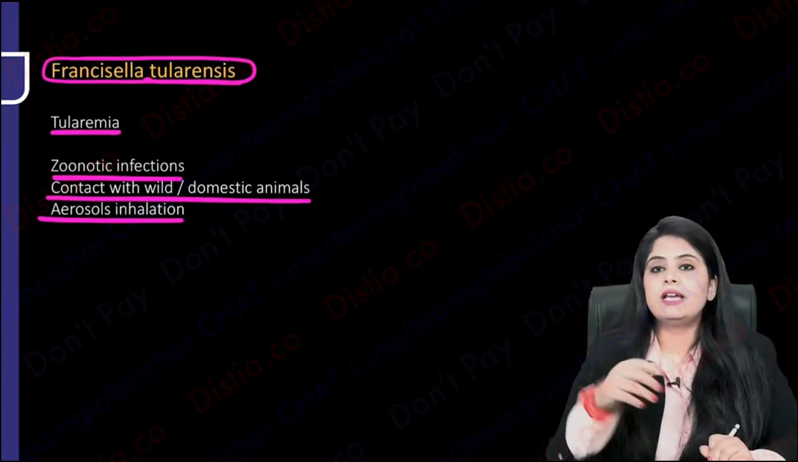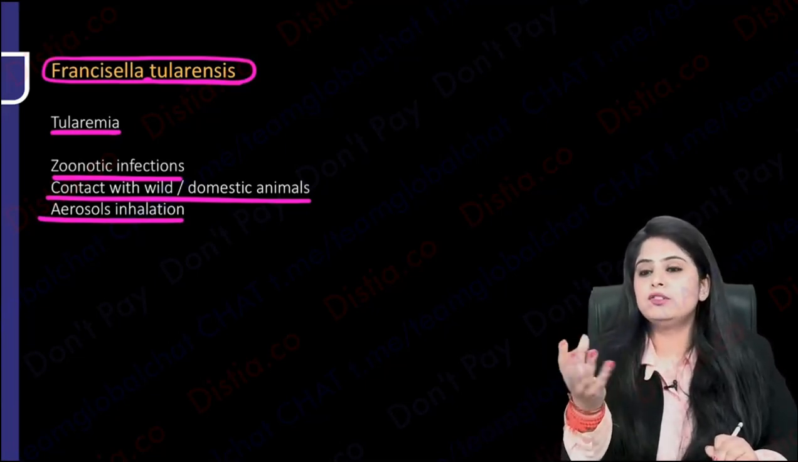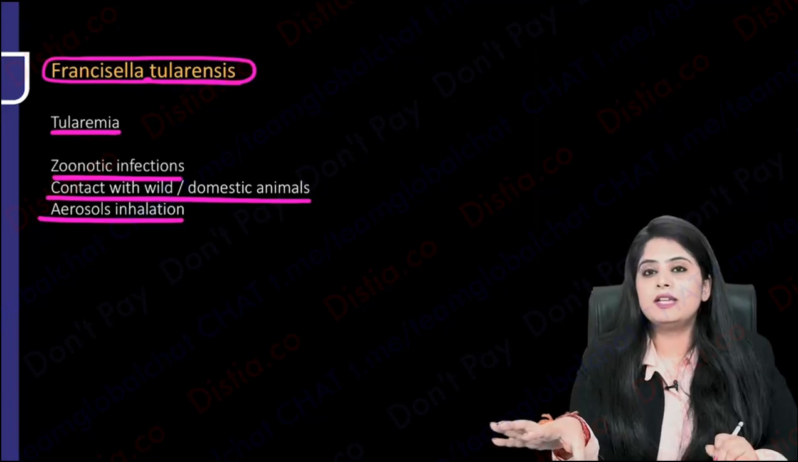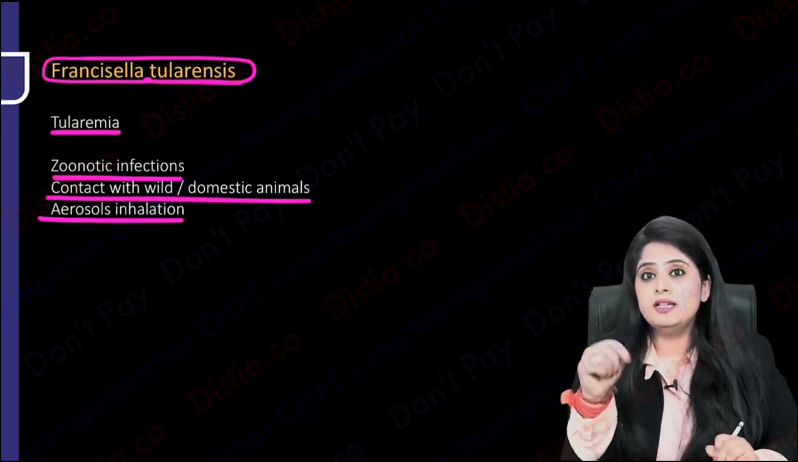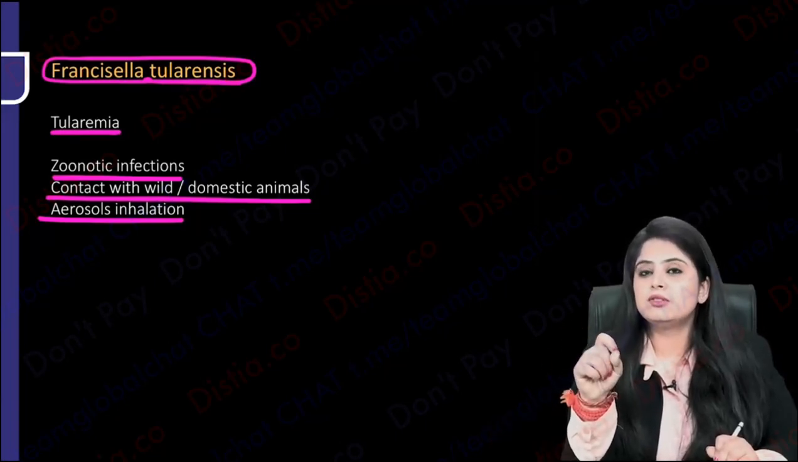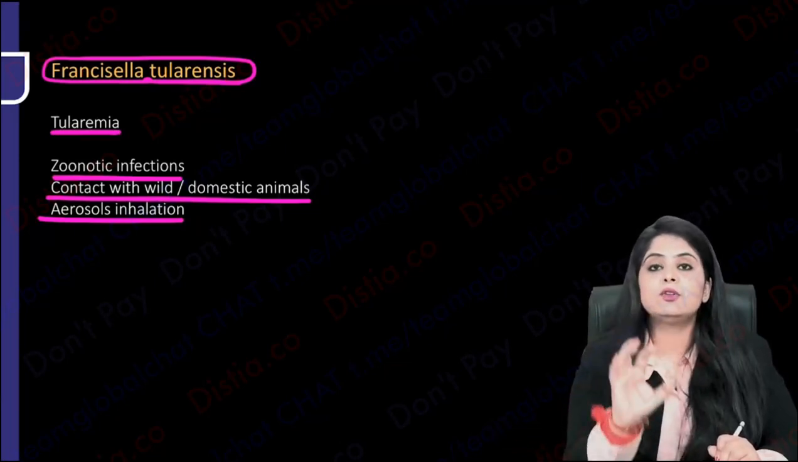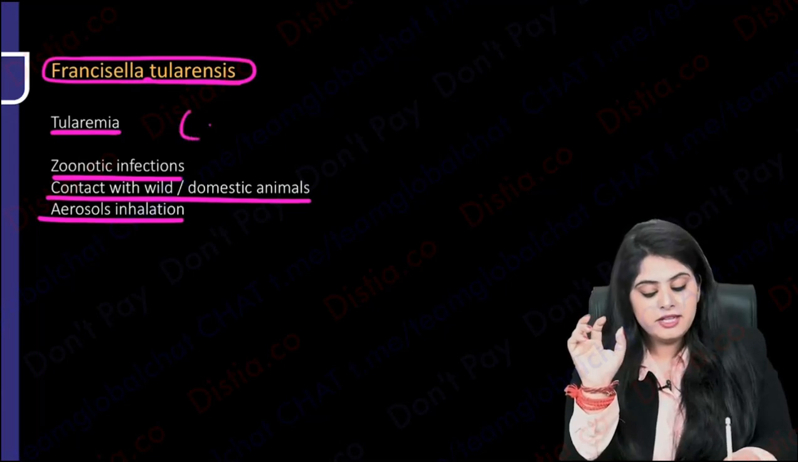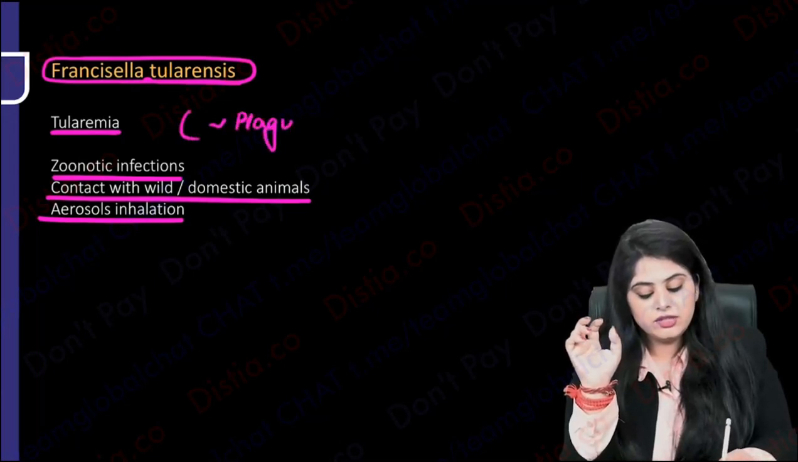Like I'm saying, it is like plague. Plague also you can have either by coming in contact with an animal, or you can get it by inhalation also. There is a pneumonic plague also. So Francisella tularensis or tularemia is very similar to that rodents wala plague.